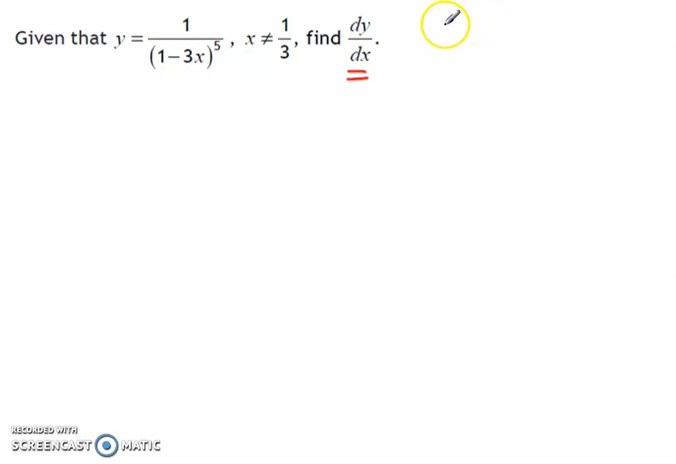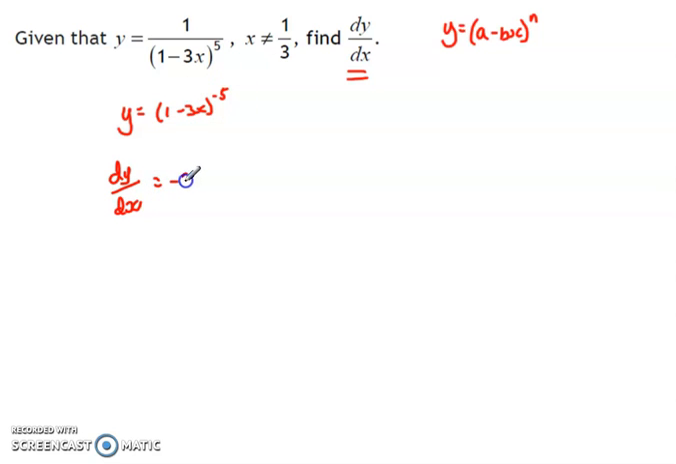So for example, in this case, we want this to be written in the format of y equals (a minus bx) to the power of n. Now in this case, because this is on the bottom and we have to bring it up, this n will be a negative power. So what I want to do is write it as y equals (1 minus 3x) to the power of negative 5. Now because it's written like this, what we can do is differentiate this using the chain rule and get a final solution from that.